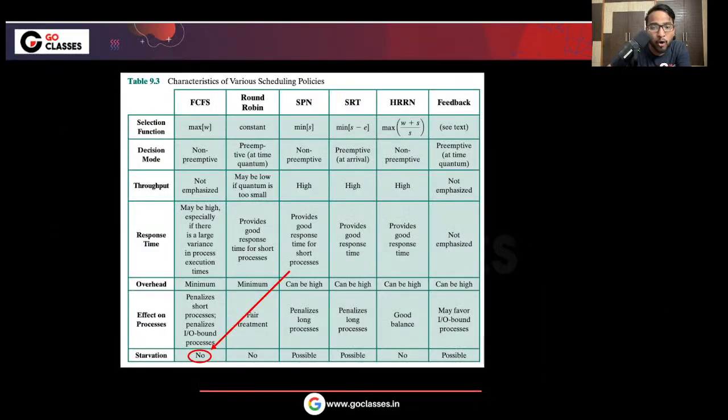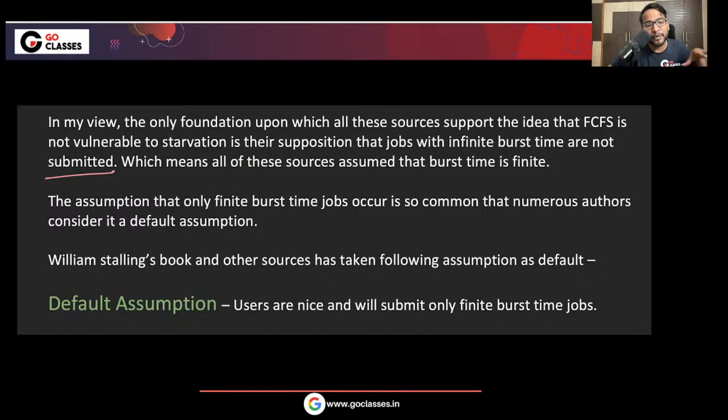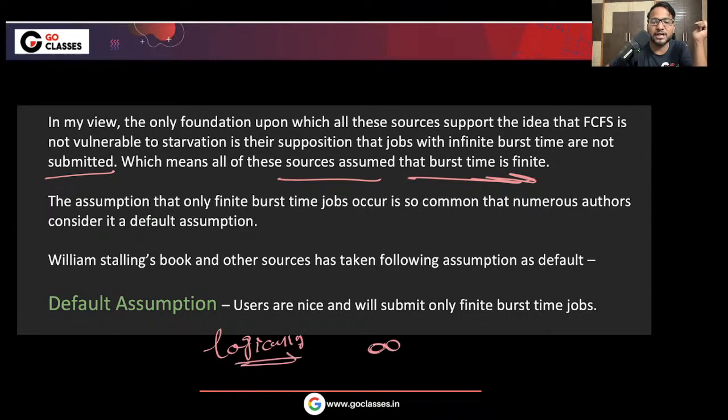But if all of these sources are saying it, then there must be some assumption, right? The assumption is so default that they have not mentioned it. Which means that all of these sources assume that burst time is finite. Logically, if you allow infinite burst time, then FCFS is definitely not starvation free. But since all of these resources say that FCFS is starvation free, they must have assumed that the burst time is finite, right?